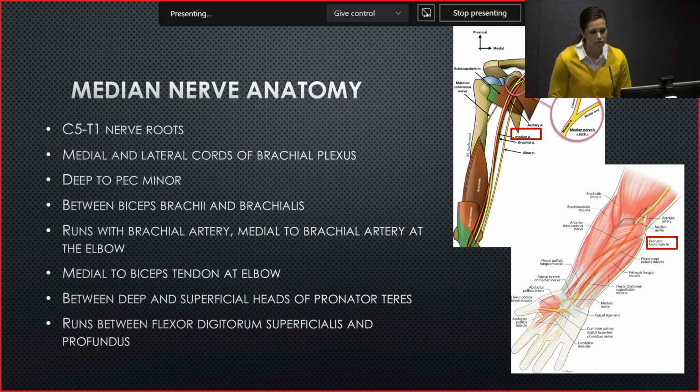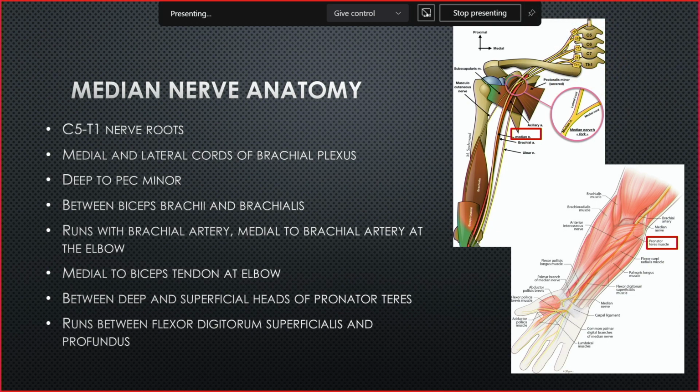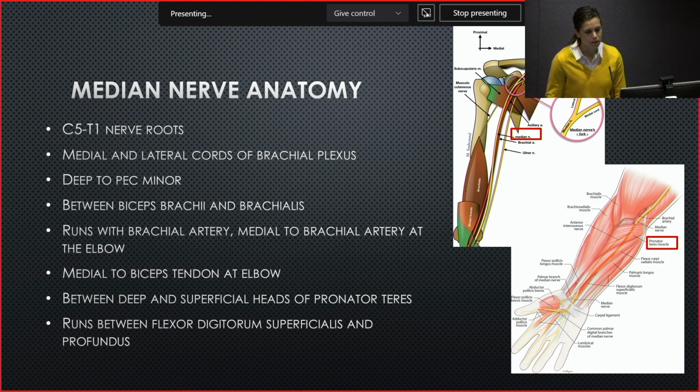So now we'll move on to specific nerve compression syndromes, and we'll start with the median nerve. Anatomy is really foundational for understanding these syndromes, and so we'll start with a review of that, hopefully not too in-depth and boring. But the median nerve is formed by the terminal branches of the medial and lateral cords of the brachial plexus, and it has contributions from the C5 through T1 nerve roots. It runs deep to the pectoralis minor. It runs in the anterior arm compartment between the biceps brachii and brachialis. It'll run with the brachial artery at the elbow and cross over to be the most medial structure in the elbow, in contrast to the more lateral brachial artery.